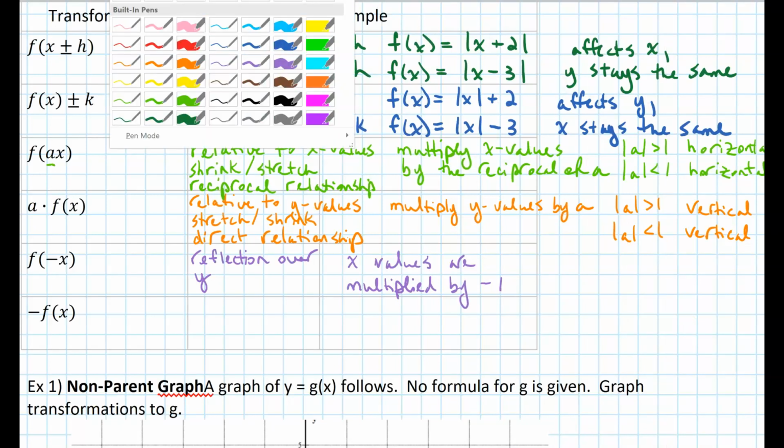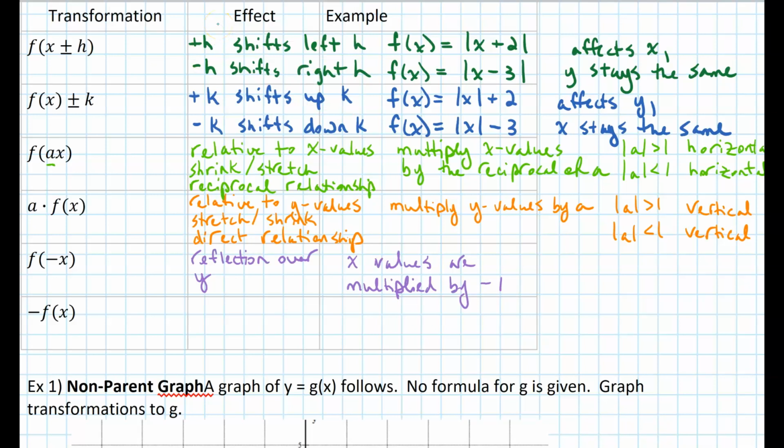Okay, one more. We said when the negative is on the outside, we reflect it over. Reflection over x. So it's a reflection over x. What values are being multiplied by -1? The y values. So y values are multiplied by -1.